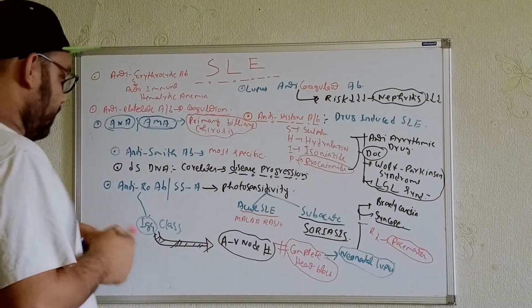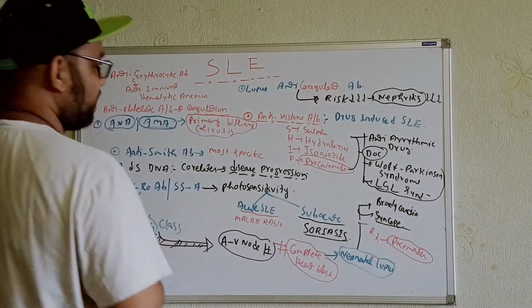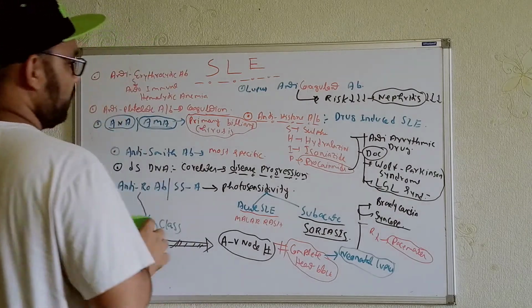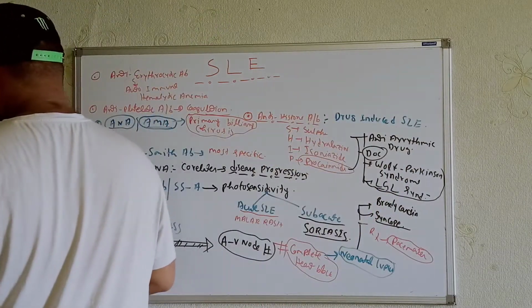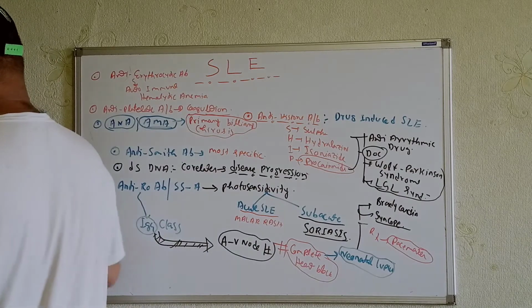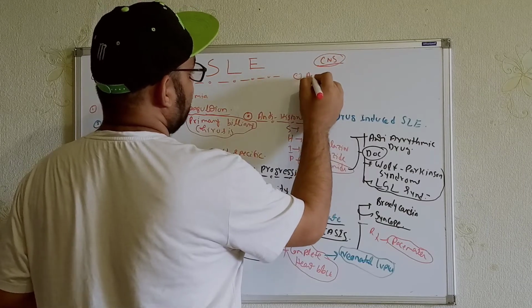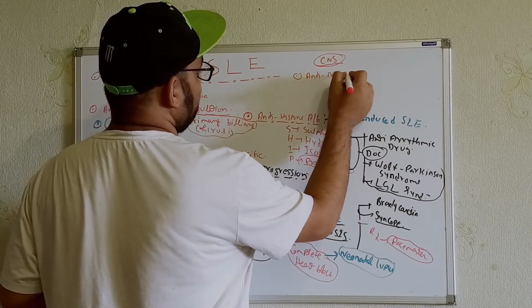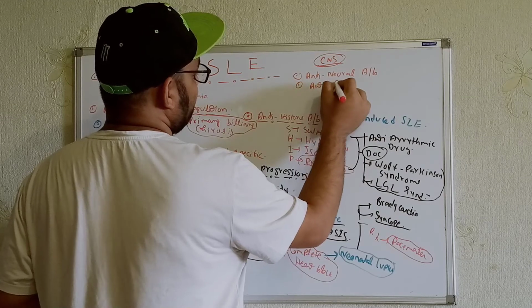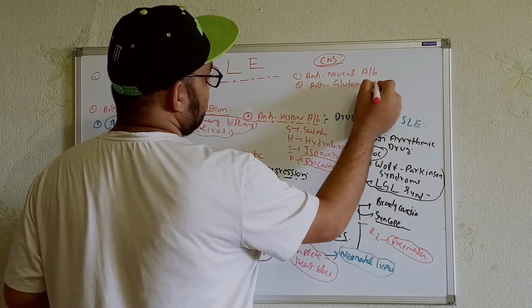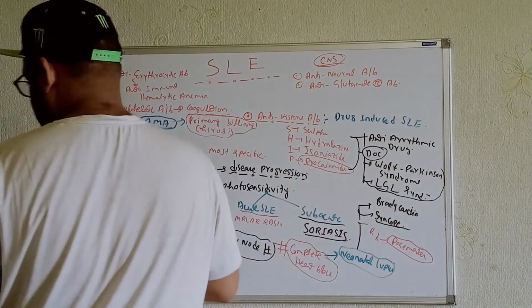Okay. Now there are some types of antibodies against the central nervous system. Let's write the names of them. As far as the central nervous system is concerned, we'll get anti-neural antibodies. The second one is the anti-glutamate receptor antibody. So we'll get anti-neural antibodies and anti-glutamate receptor antibodies over here.